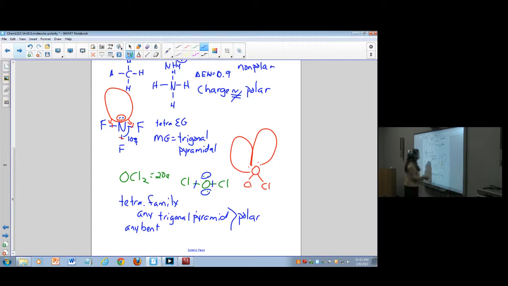What about in the case of tetrahedral? It's usually not going to be polar, it won't be polar if all the outer atoms are the same. But if I change one of them to something with a different electronegativity, so I change this to that chlorine or bromine or iodine or oxygen or whatever I change it to, now I'm going to have a molecule that is polar, okay?